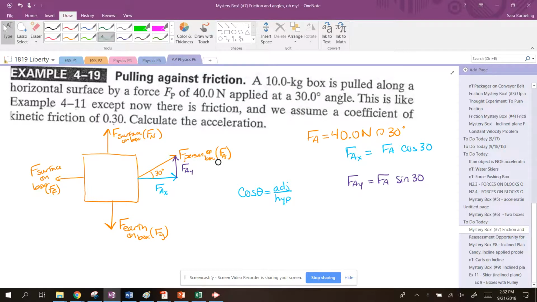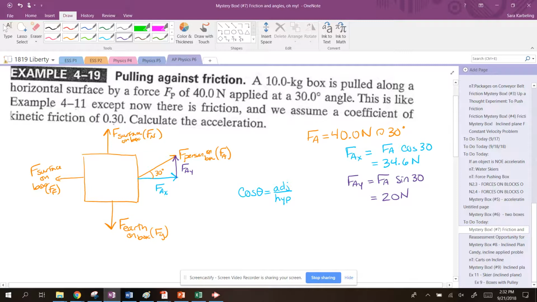It's like 34.6. Yeah. 34.6, we'll call it. And the FAY? 20? That makes sense. All right. So they want to know what the acceleration is.